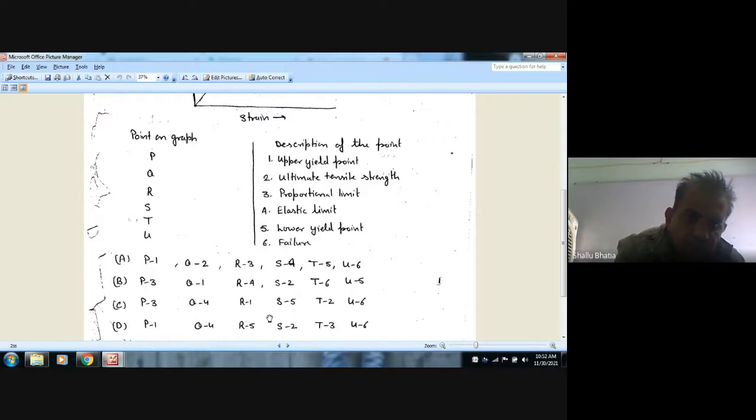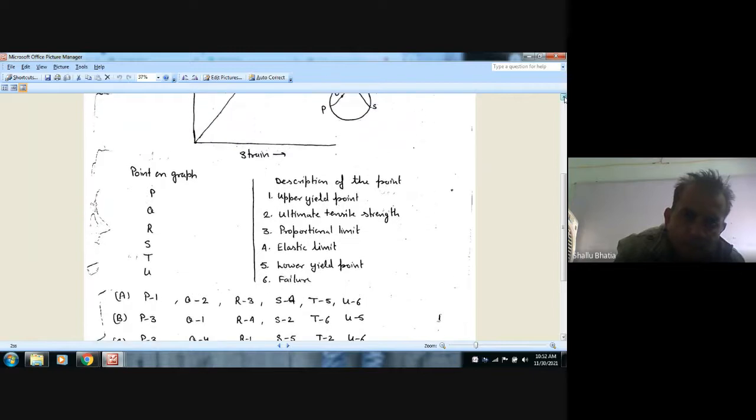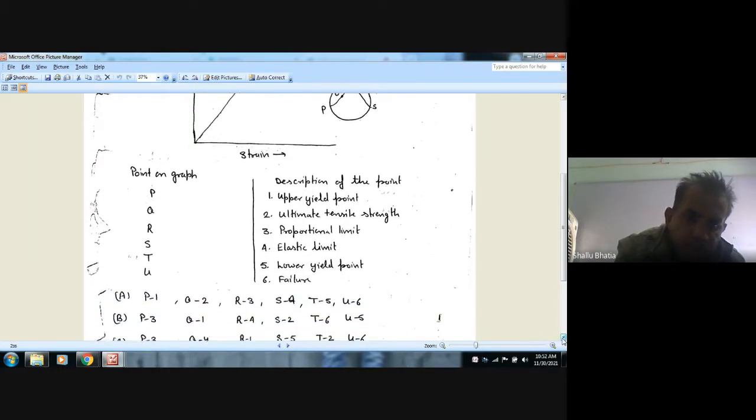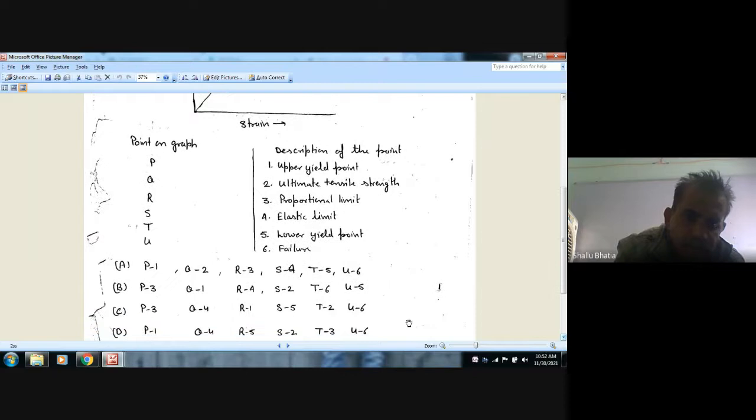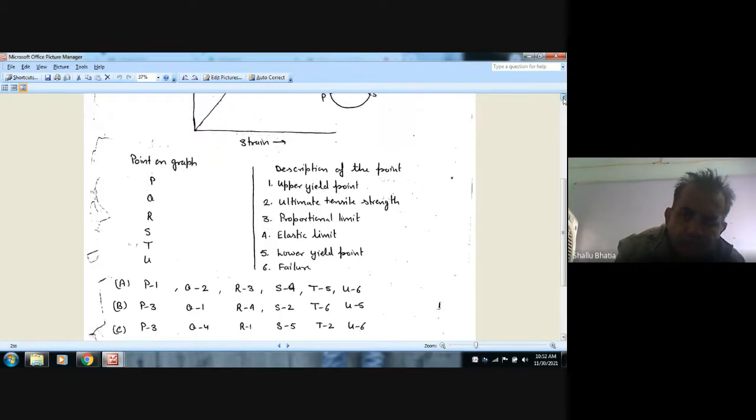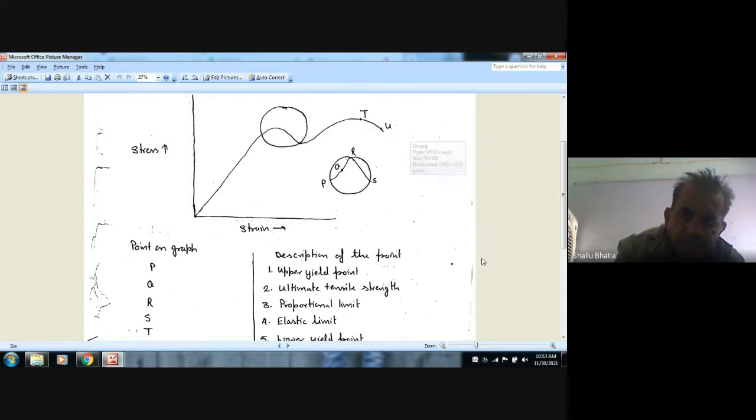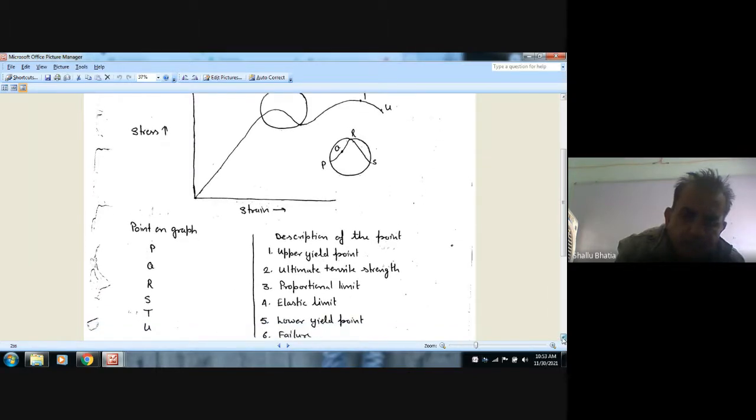Q is 4. R is our upper yield point and S is lower yield point. T is ultimate strength point, and U is okay.